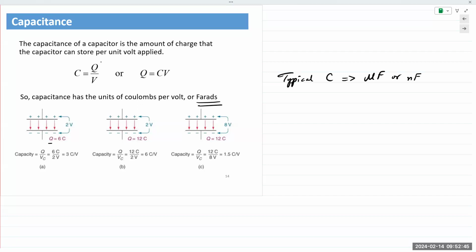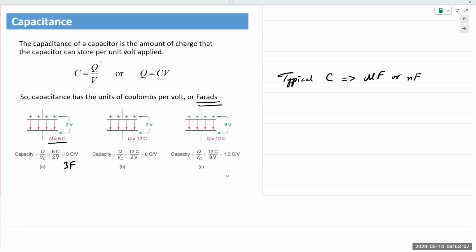The charge stored is 6 coulombs. So the 2 plates can store a charge of 6 coulombs for 2 volts applied, meaning for every volt applied, it can store 3 coulombs, 3C over V, 3 coulombs per volt applied. And so it's 3 farads, a 3 farad capacitor.